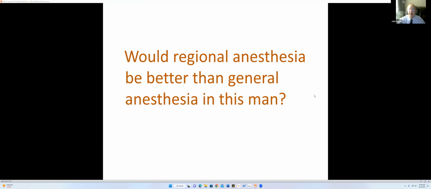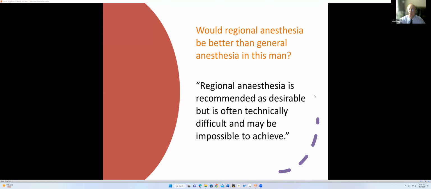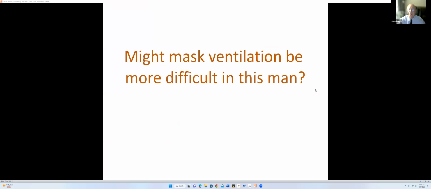Would regional anesthesia be better than general anesthesia in this man? Regional anesthesia is recommended as desirable, but often technically difficult and may be impossible to achieve, even with the use of ultrasound. But this patient specifically requested general anesthesia as he's afraid of having a needle in his back.